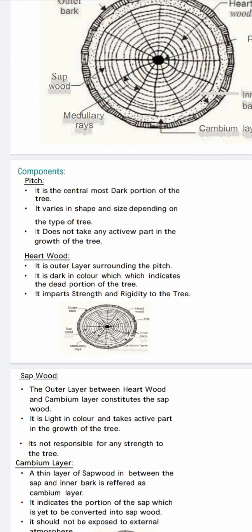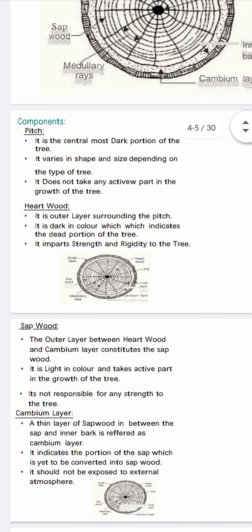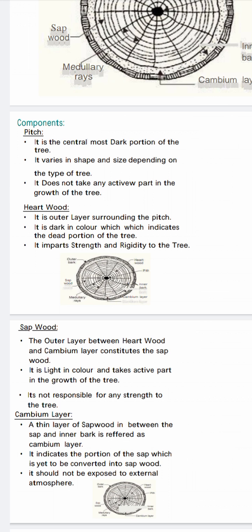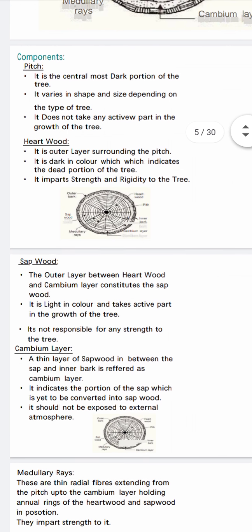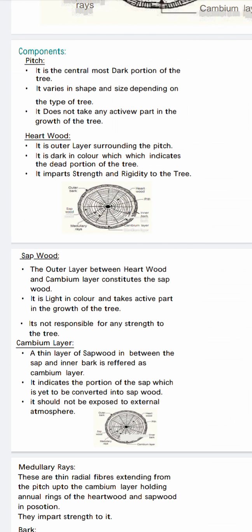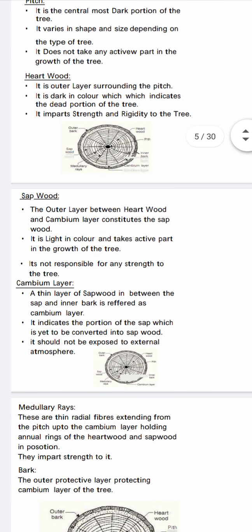Sapwood. The outer layer between heartwood and cambium layer constitutes the sapwood. It is light in color and takes an active part in the growth of the tree. It is not responsible for any strength of the tree.